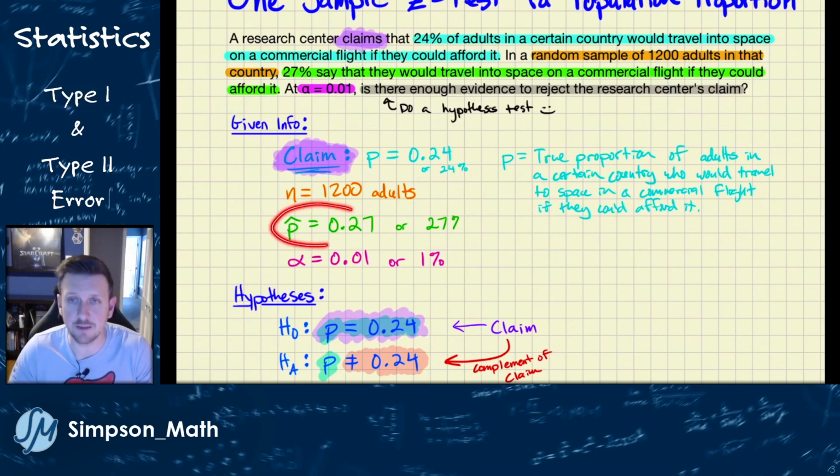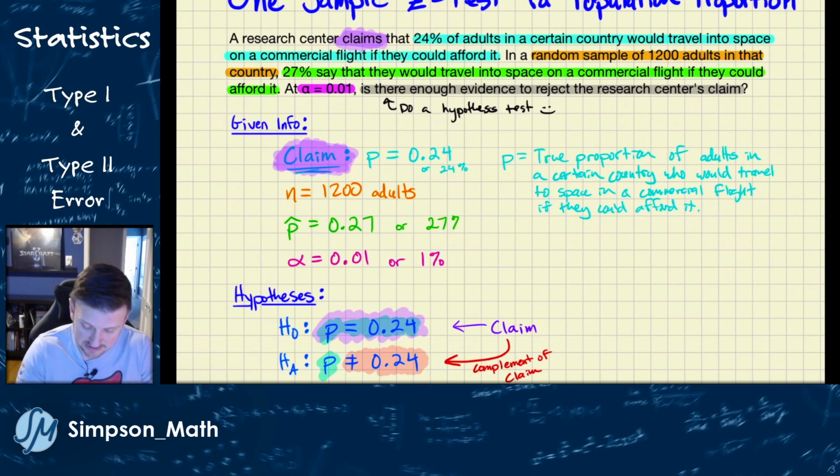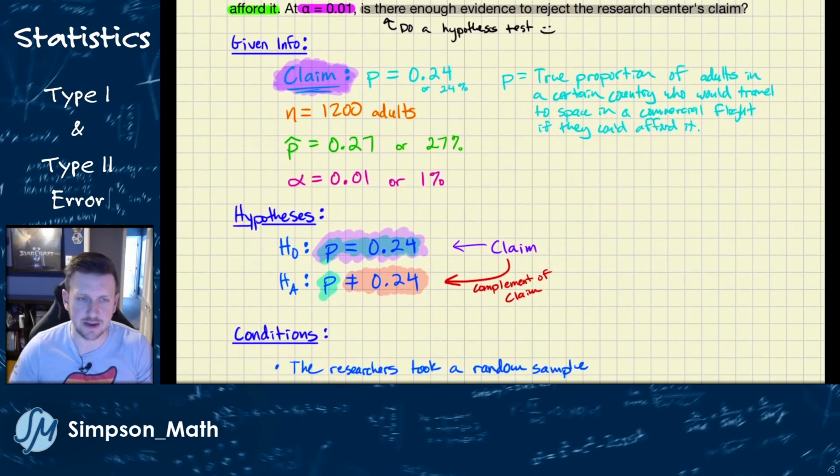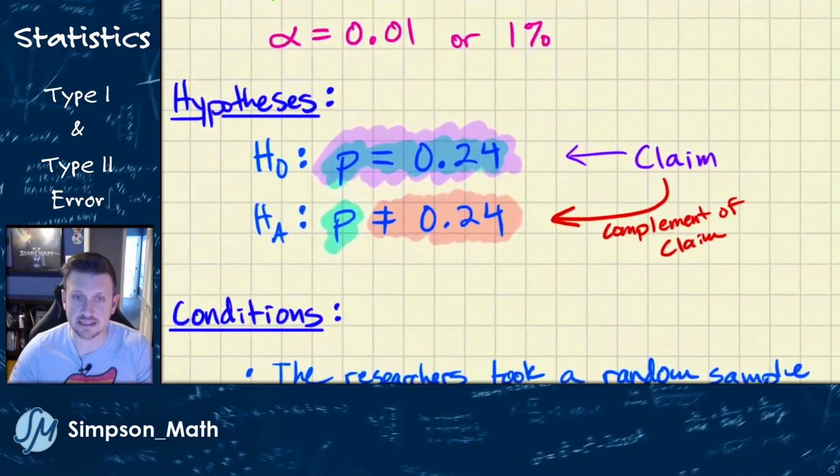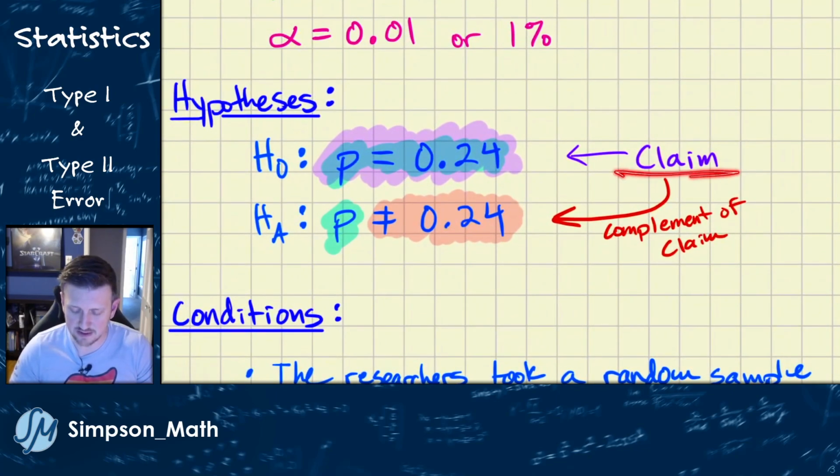So p hat, being my sample proportion, is 0.27, or of course my 27%. And then lastly, we have that alpha is 0.01, or as a percent, that would be 1%. So let's talk a little bit about these hypotheses. Like I said, since the claim is that p is 0.24, the way that Larson 8th edition defines the alternative, or the other hypothesis, because sometimes the claim will be the alternative, is that it will be the complement.